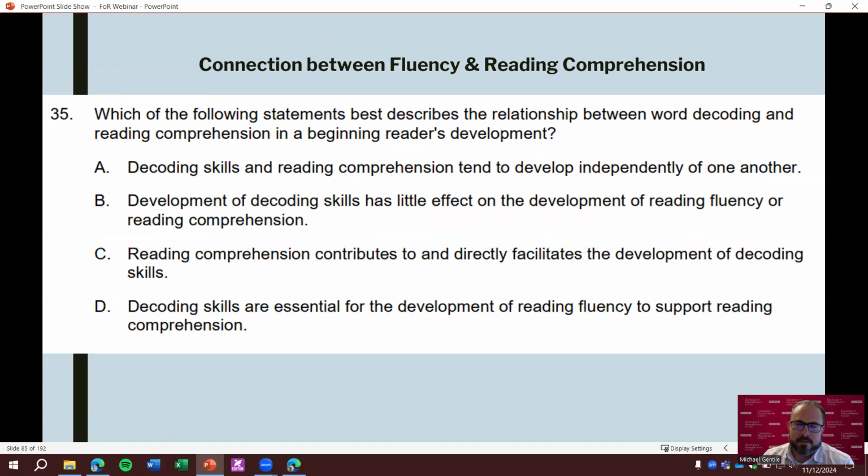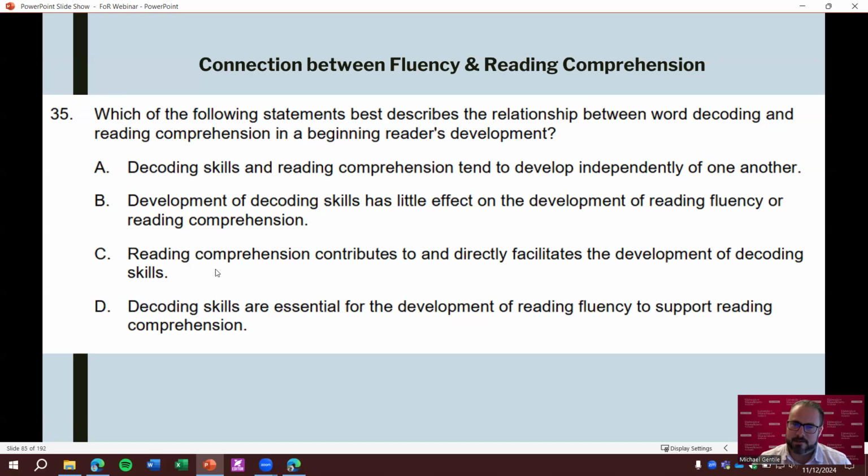The correct answer is D. Decoding skills are essential for the development of reading fluency to support reading comprehension. So again, this is another question back to that chart. What do we need to do? What is the connection between decoding skills and comprehension? Decoding makes us more accurate, which makes us more fluent. And when we are fluent readers, we are able to understand the reading better.